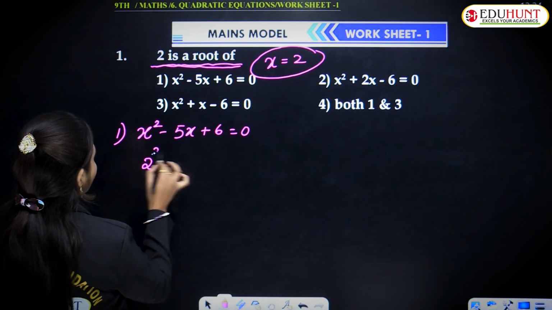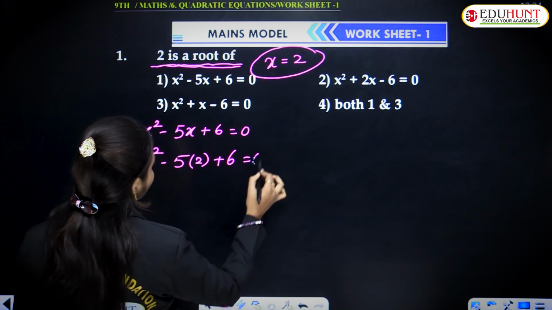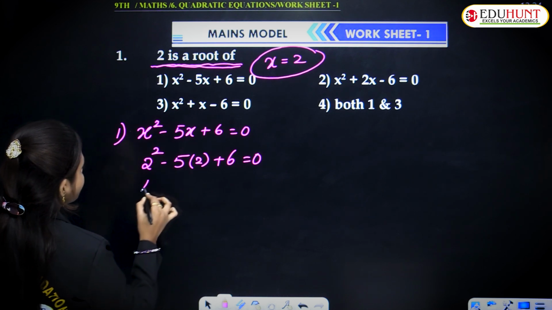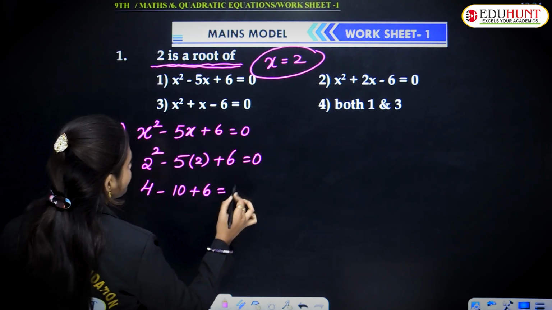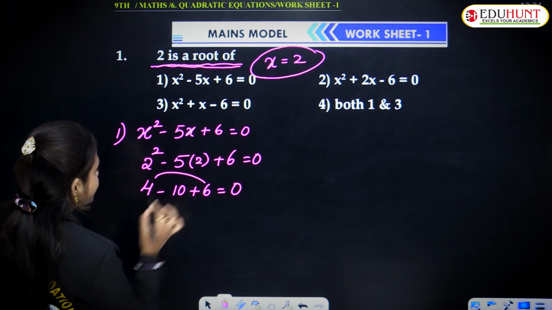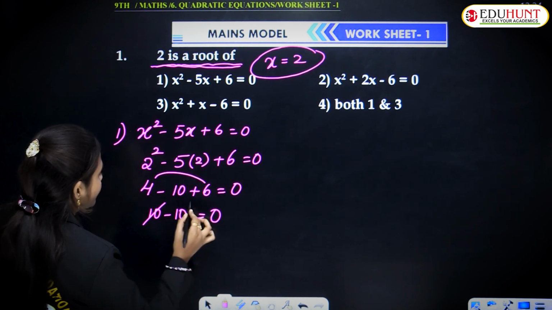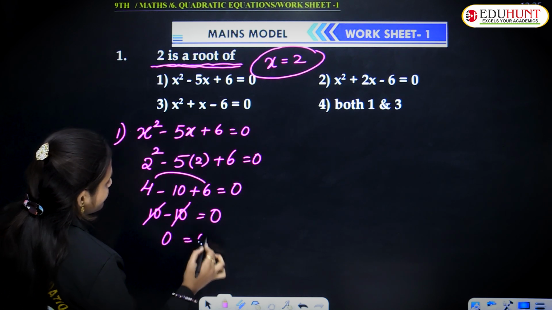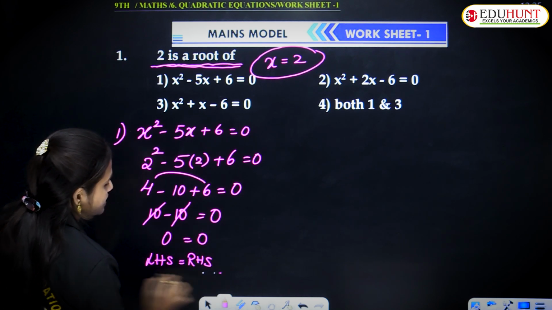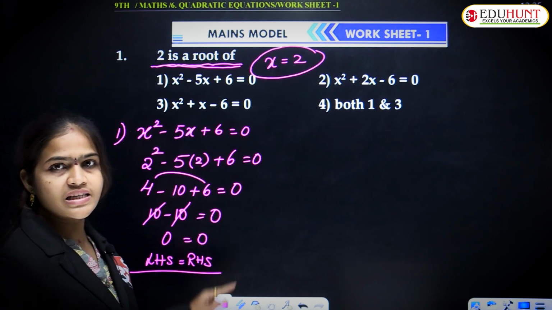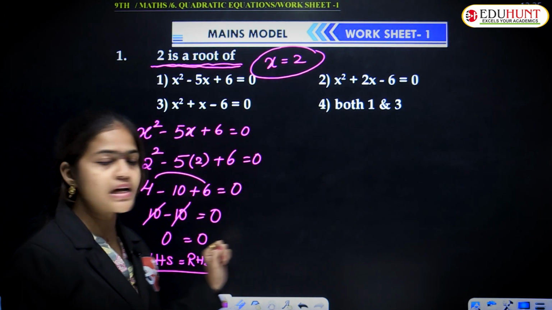So 2 square minus 5 into 2 plus 6 is equal to 0. 2 square is 4, minus 5 into 2 is 10, plus 6. So 4 plus 6 is 10, minus 10 equals 0. So 10 and 10 get cancelled, 0 is equal to 0. Satisfying means LHS is equal to RHS only, no? So in the first option it is satisfying. Still we have to check the remaining 2 options also.